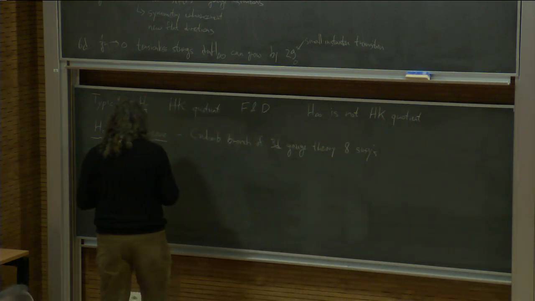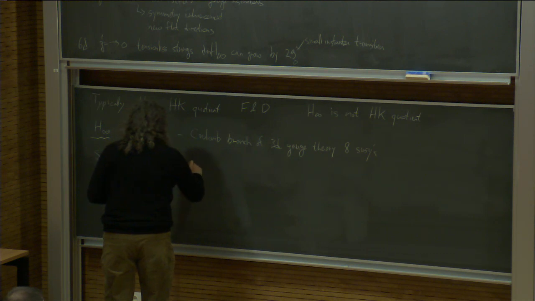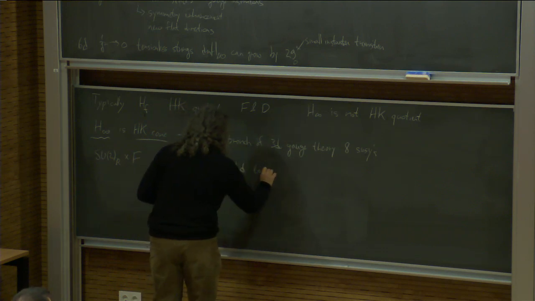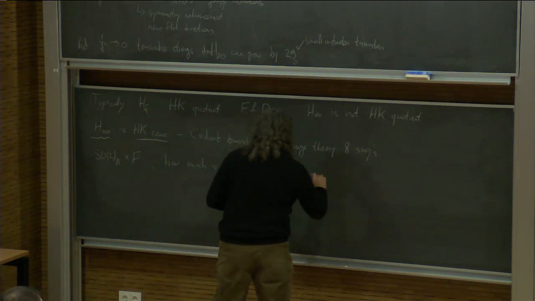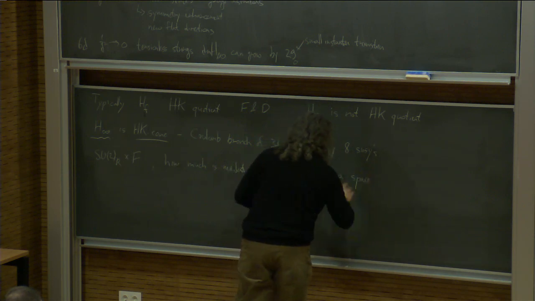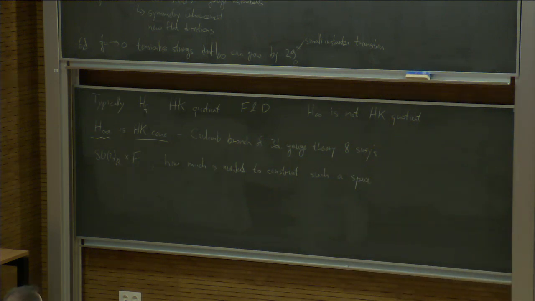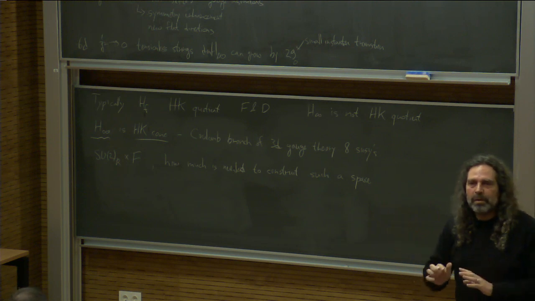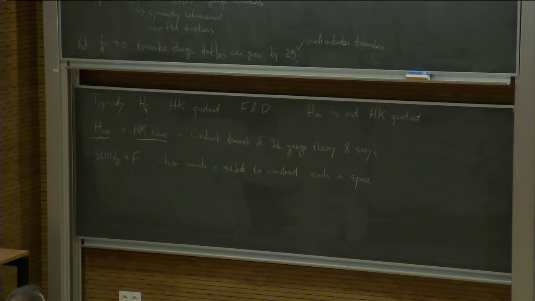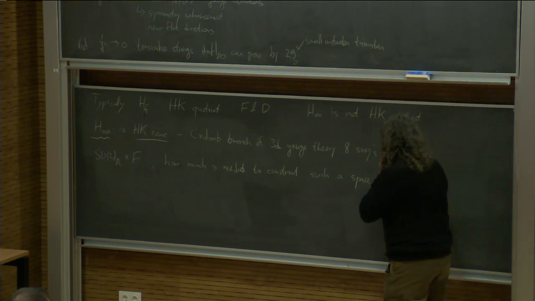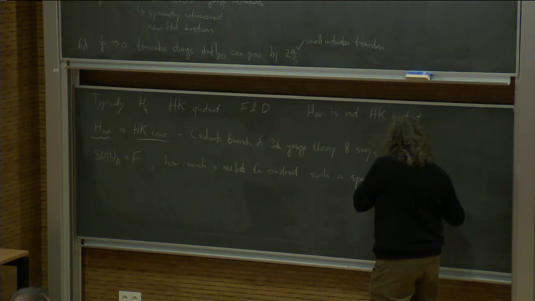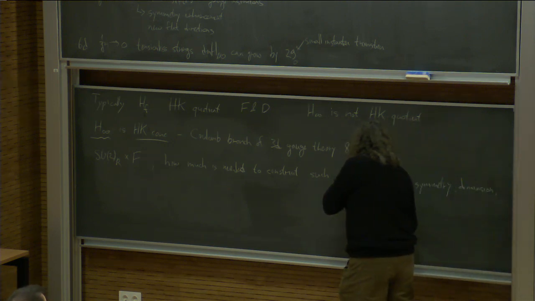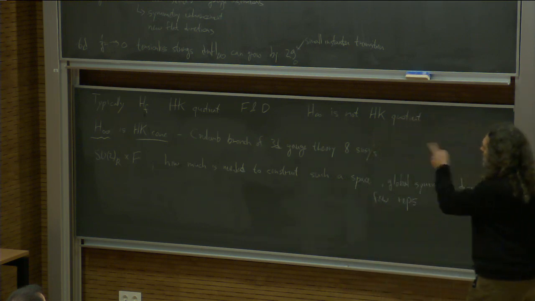Now, there is a generic question of how much is needed to construct such a space. And the main point is that not much. Hyperkähler is restrictive enough such that if I know the global symmetry and a few other features, then I can construct the whole space. It's really magical. I need the global symmetry, the dimension, and a few representations under those symmetries.